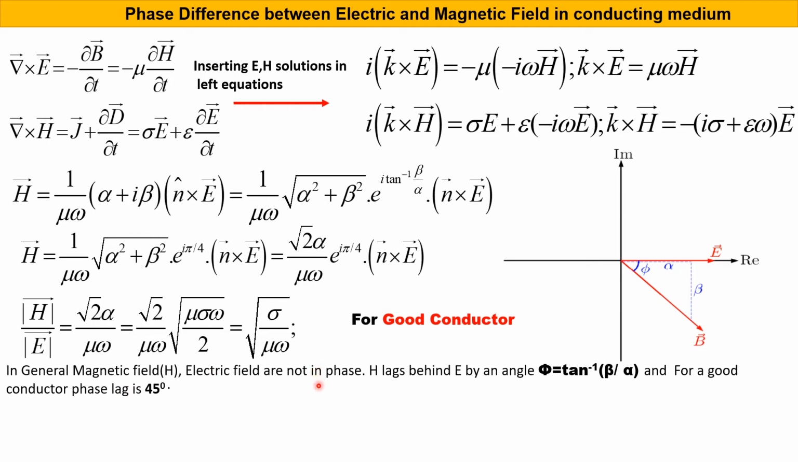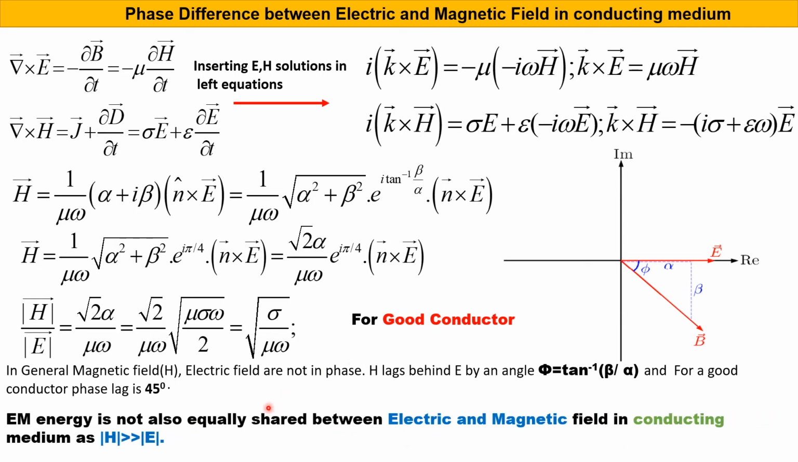This term is applicable in electromagnetic surveys, which I am showing you in the application part for geophysics. In general, electromagnetic energy is not equally shared, unlike in the non-conducting medium, because the magnetic field energy is greater than the electric field energy. So the energy is mostly magnetic in a conducting medium, because the magnitude of H is greater than E.